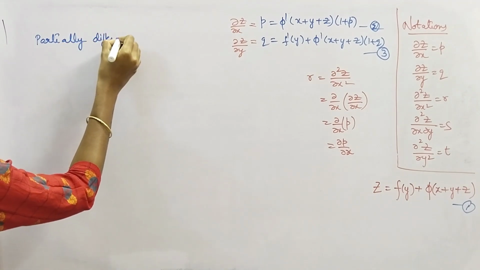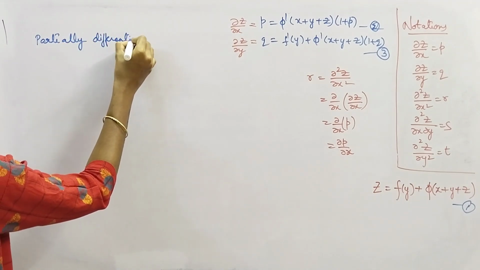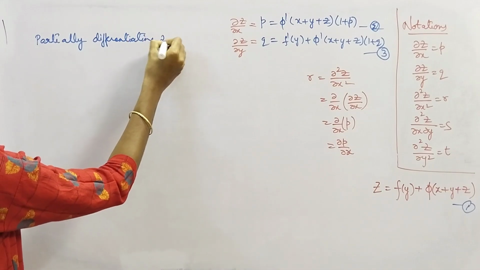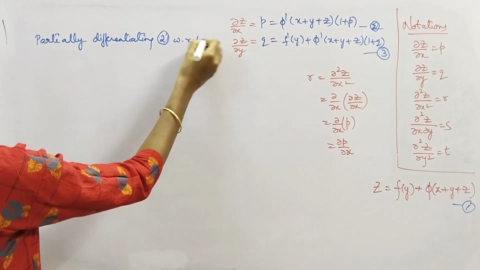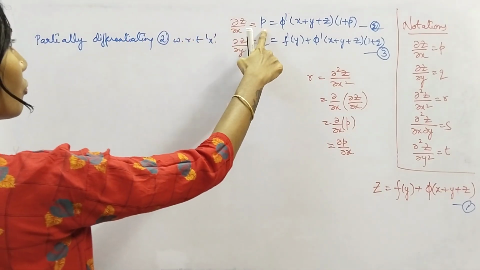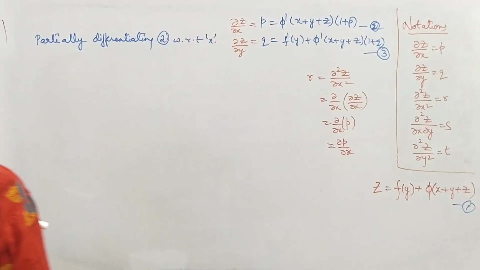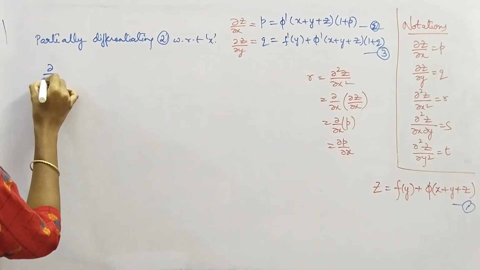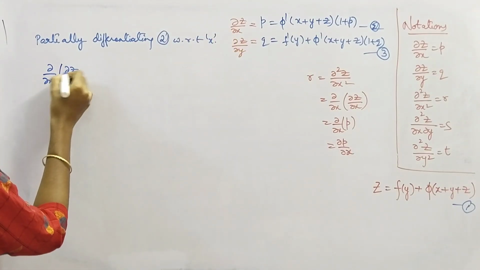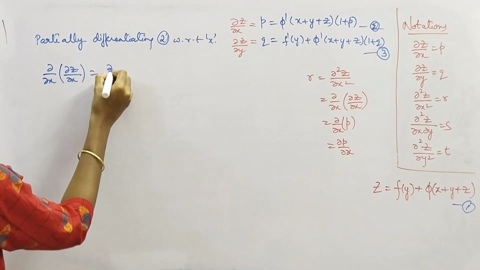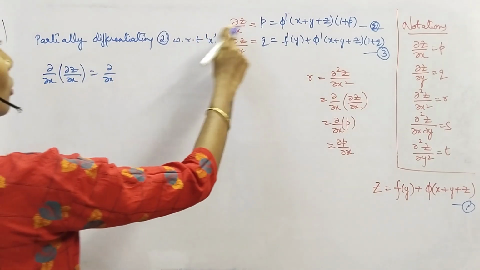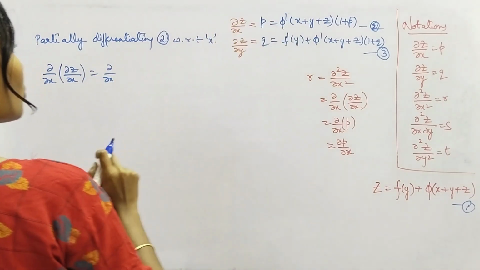Partially differentiating 2 with respect to x. So here, instead of taking p, I am going to take dou z by dou x. So I'll get, I'm just taking dou by dou x on both sides of this equation. Okay.